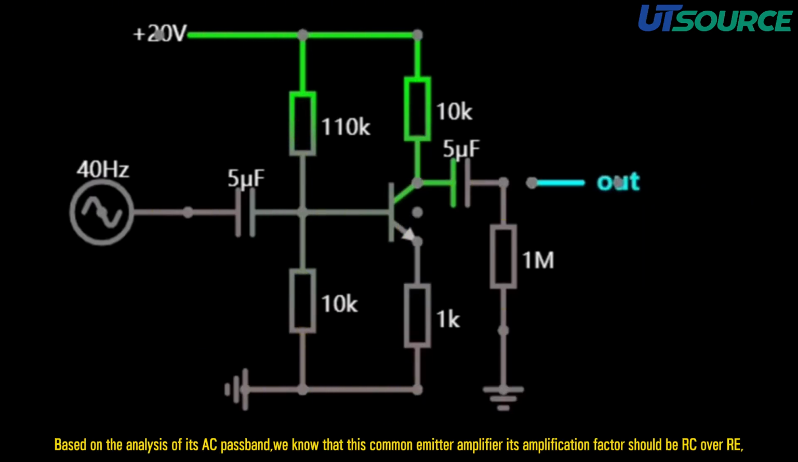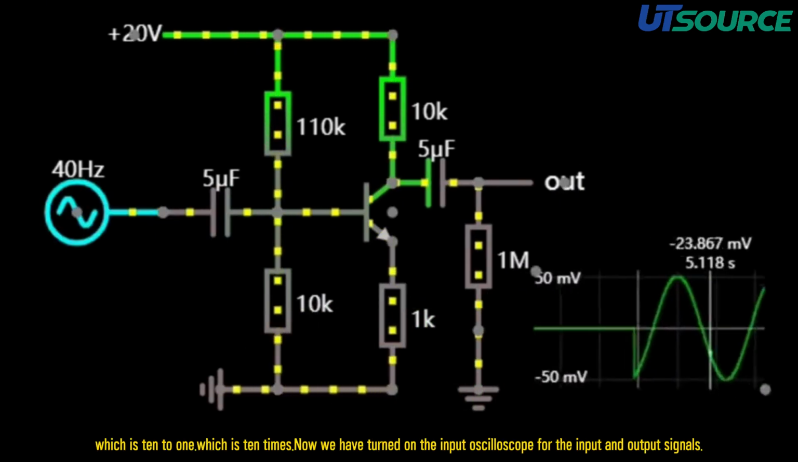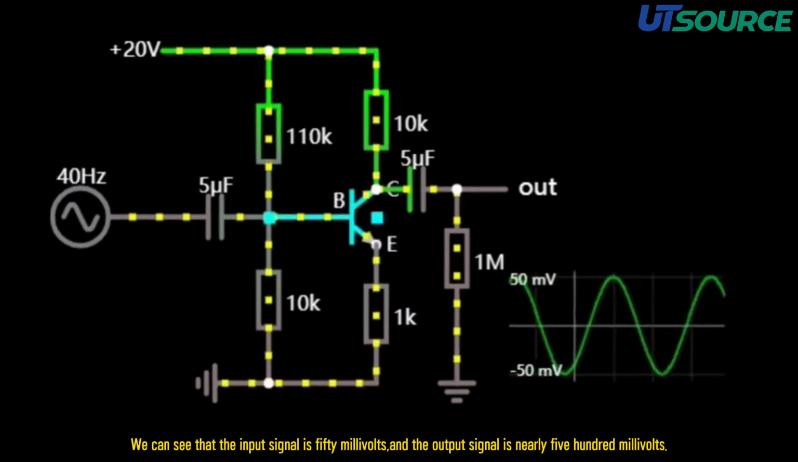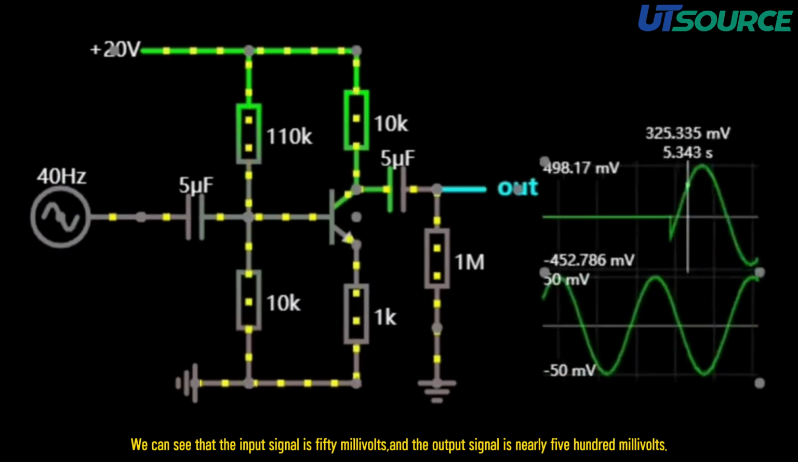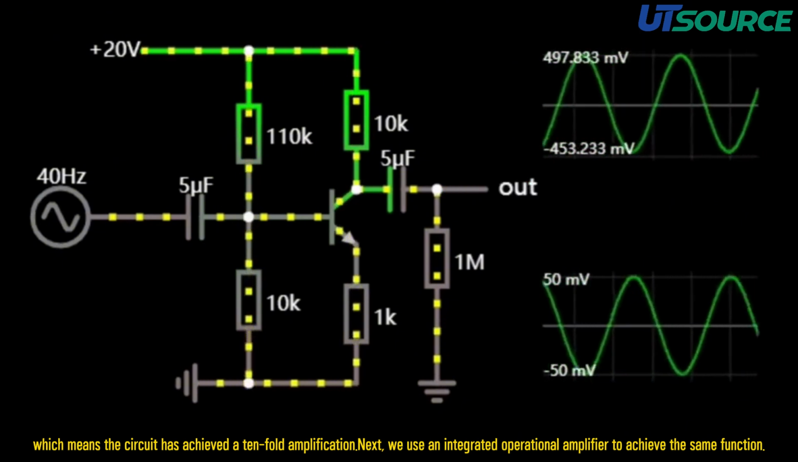Based on the analysis of its AC passband, we know that this common emitter amplifier, its amplification factor should be RC over RE, which is 10 to 1, which is 10 times. Now we have turned on the oscilloscope for the input and output signals. We can see that the input signal is 50 millivolts and the output signal is nearly 500 millivolts, which means the circuit has achieved a 10-fold amplification.